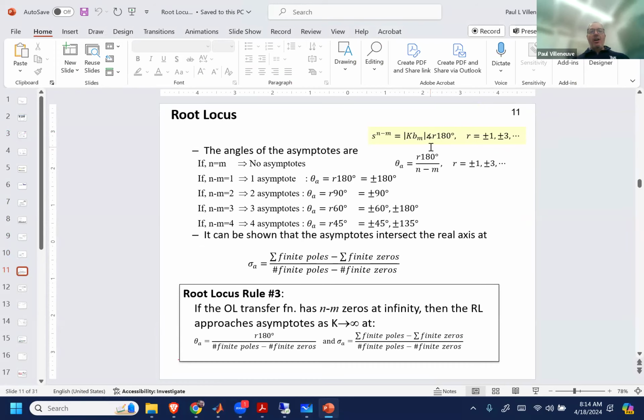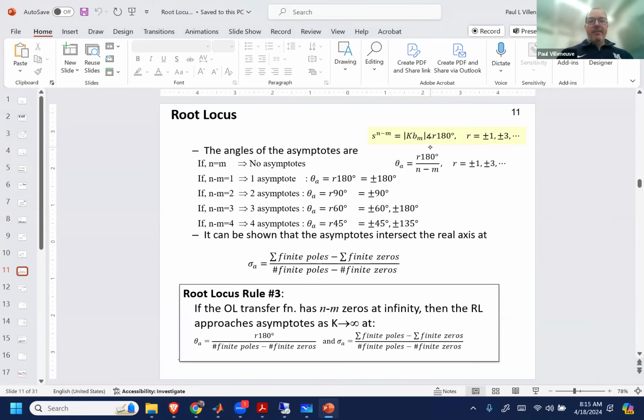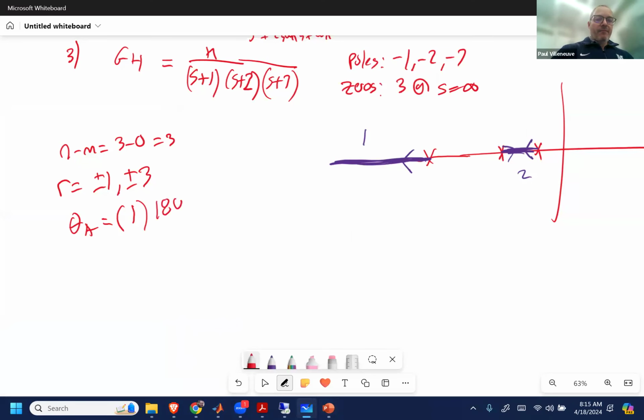All right, so it's r times 180 times n minus m, right? So r positive 1 times 180 over 3 is 60 degrees. That's the first one. The second one.